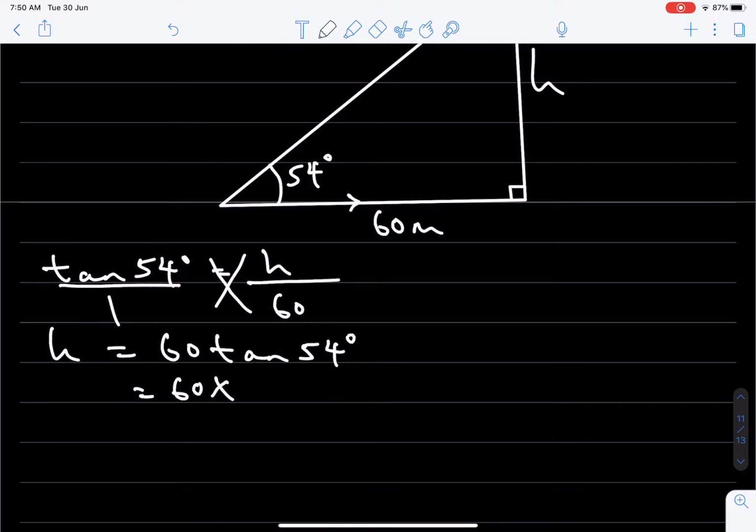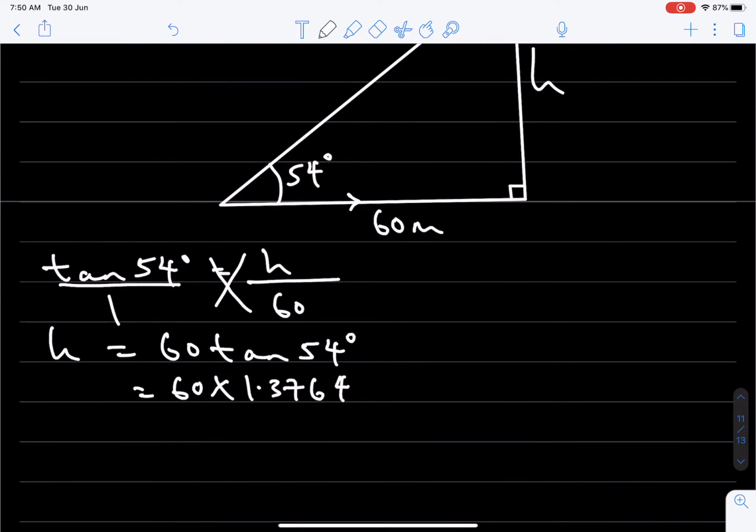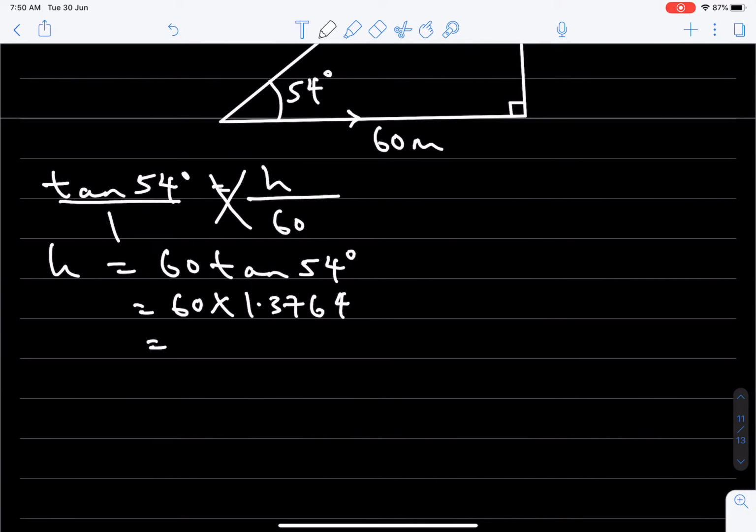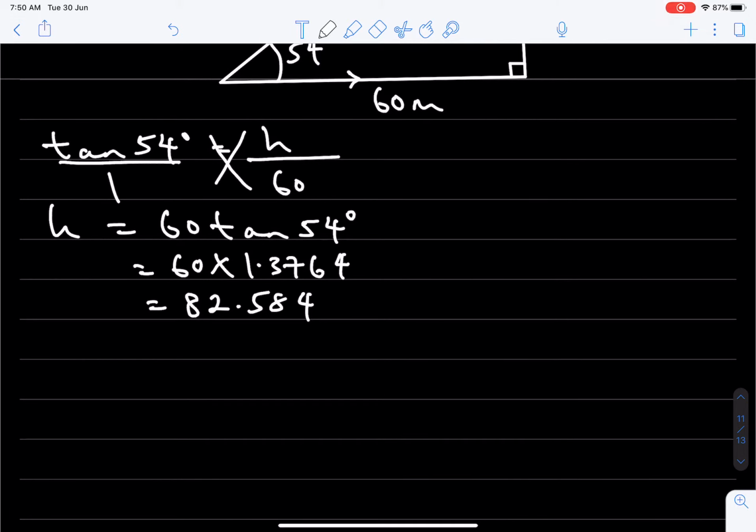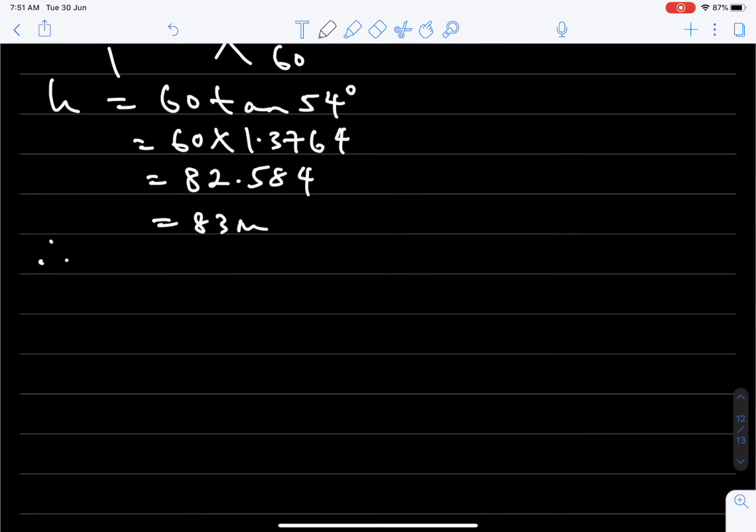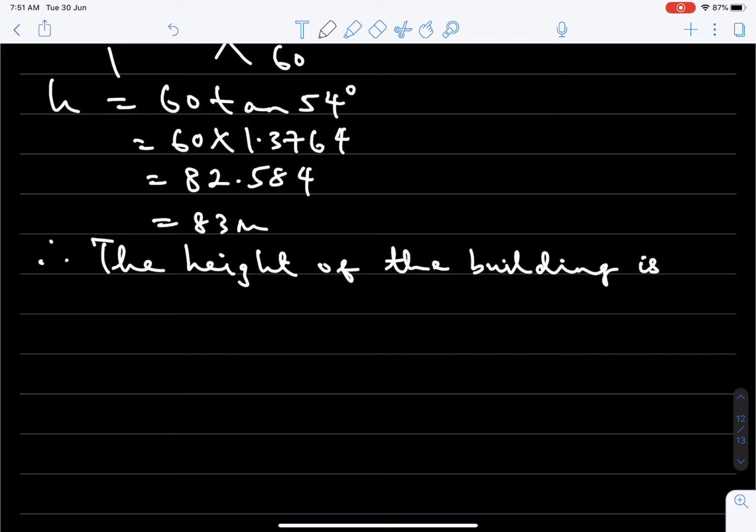And that means 60 times the tangent of 54 degrees. Tan 54 is 1.3764, which is the same as 1.3764 times 60, and that's 82.584, which is approximately, to the nearest meter, 83 meters. Therefore, the height of the building is 83 meters. And that's it very, very simply.